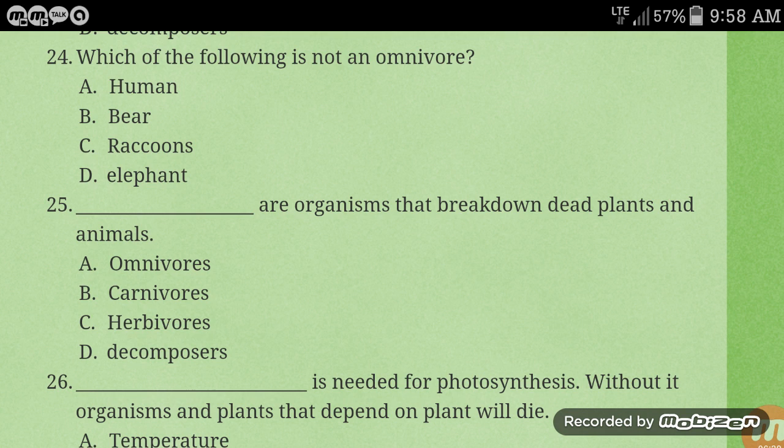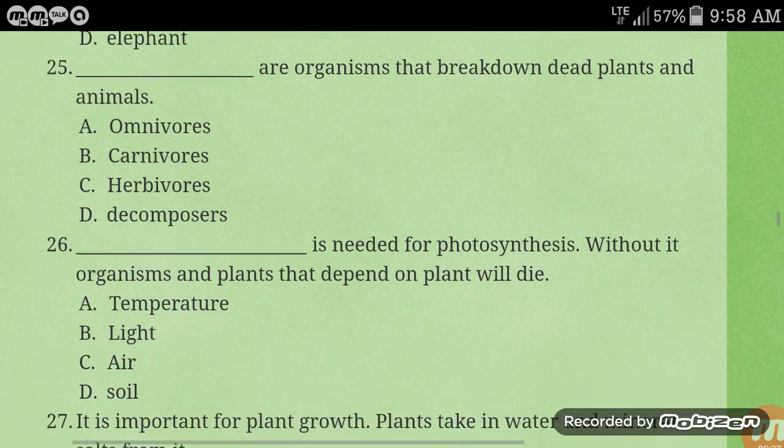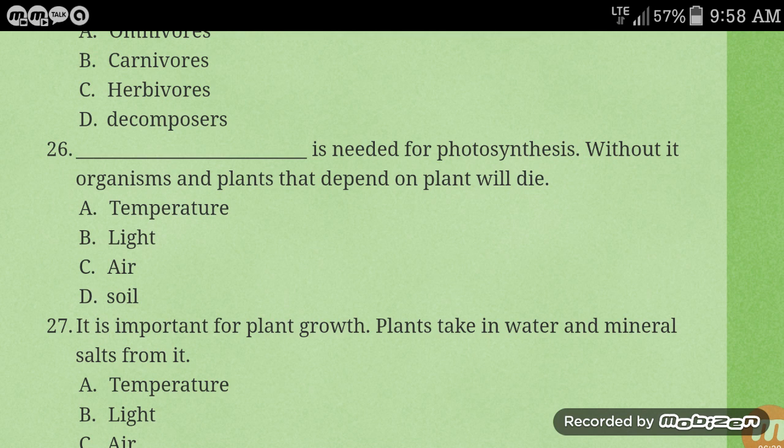Next one, blank are organisms that break down dead plants and animals. Of course, they are decomposers. Okay, break down dead plants and animals. 26, blank is needed for photosynthesis. Without it, organisms and plants that depend on a plant will die. So it is light, okay, or sunlight, because it is a source of chemical energy.